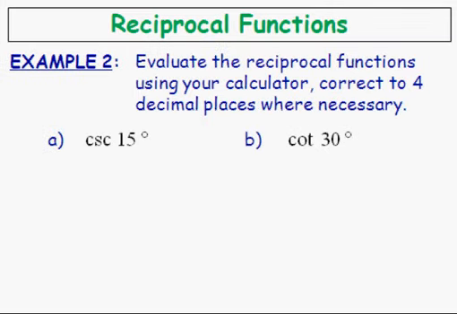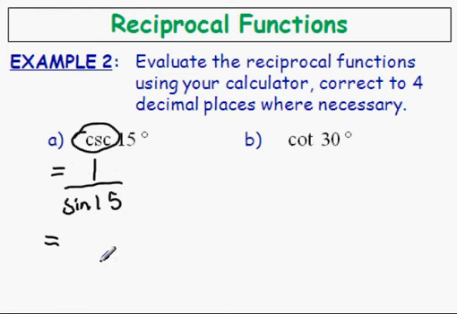Alright, so we'll do a couple using our calculator. Okay, so if I ask you to find the cosecant of 15, what I'm actually asking you to find is the reciprocal of sine 15, because cosecant is 1 over sine theta. Okay, so in your calculator you type 1 divided by sine 15, and what you should get is 3.8637. Okay, and we're rounding to 4 decimal places because it asked us to in the example.